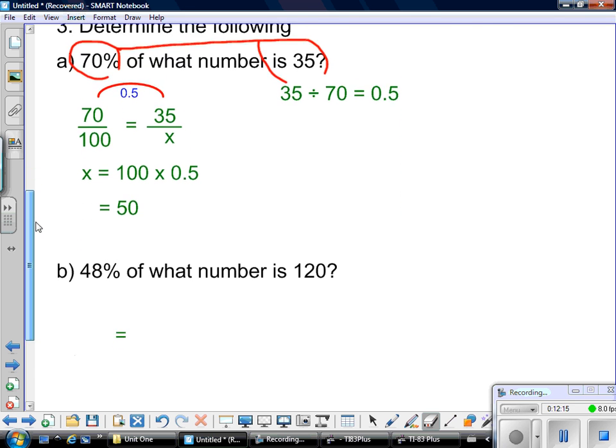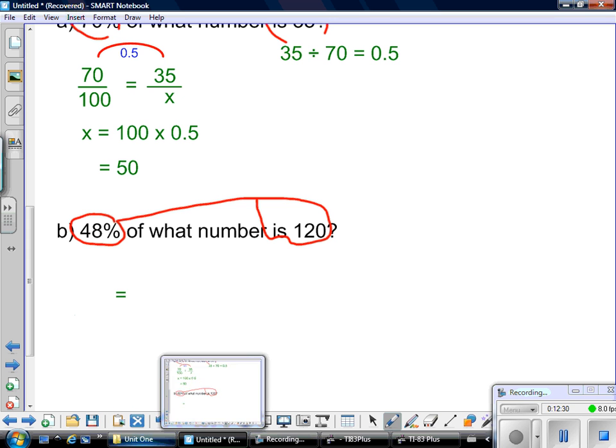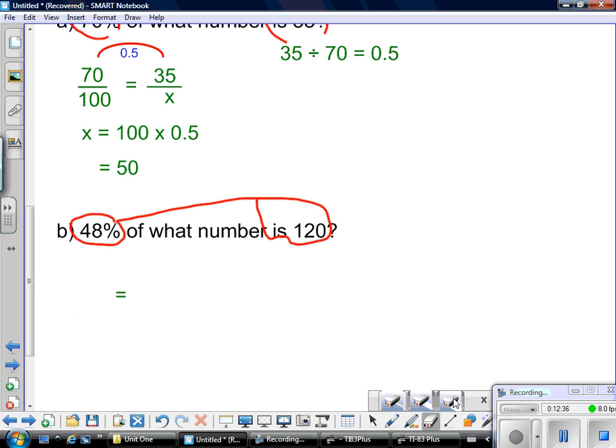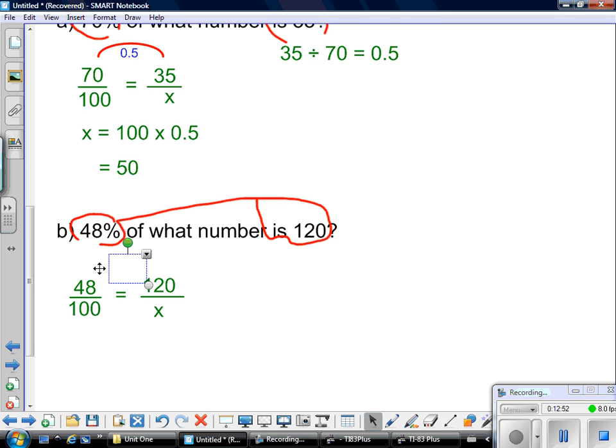All right, so next one as far as translation. So 48% of what number is 120? So again, just like the last one, the 48% is 120. So if you notice in English, they separate what goes together. Now what we do, same kind of thing. 48 is the percent is the same as 48 over 100. The 48 and the 120 must match each other, so that means it has to be on the top, and I'm finding the denominator.